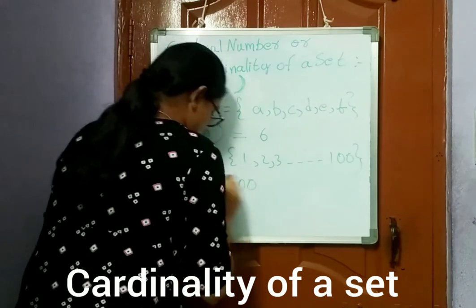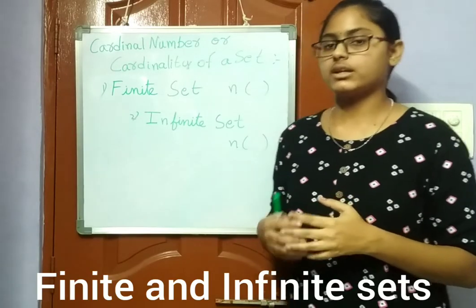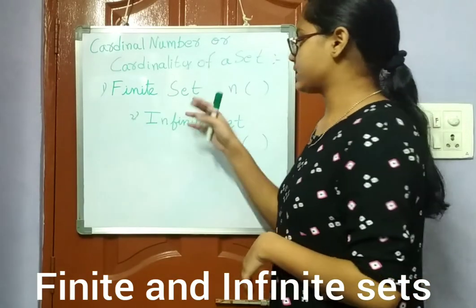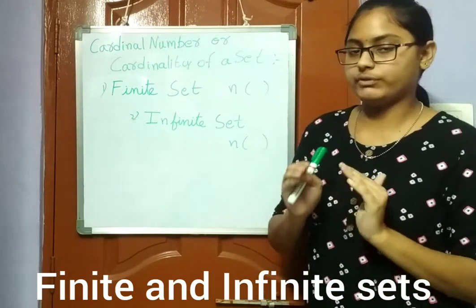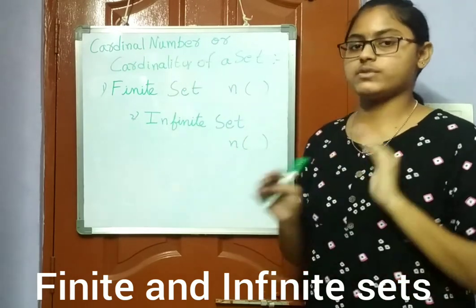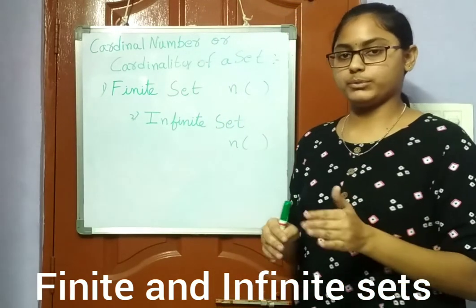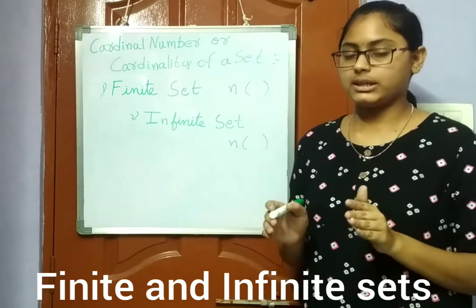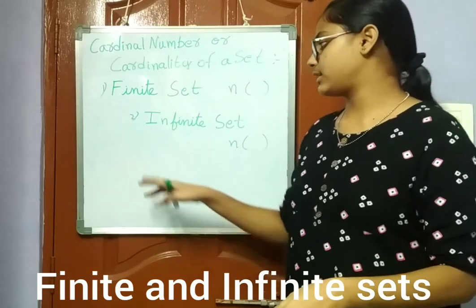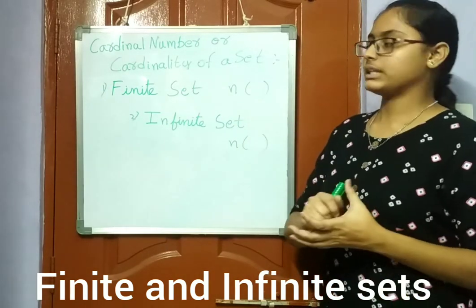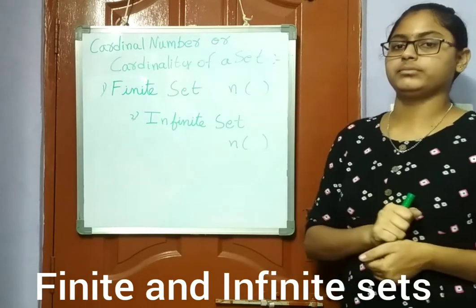We have 100. Then cardinality of A will be 100. There are two types of sets based on cardinality of a number: finite set and infinite set. A set is said to be finite if it has a finite number of elements, that is, if its cardinal number is finite. If the cardinal number of a given set is infinite, that is, we have an infinite number of elements in that set, then that set is said to be an infinite set. These are the two different types of sets based on the cardinality of a set.